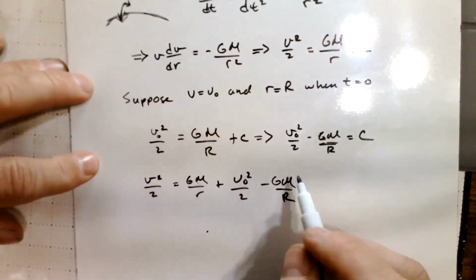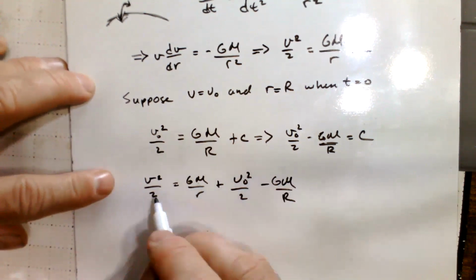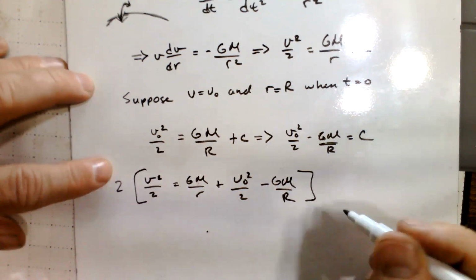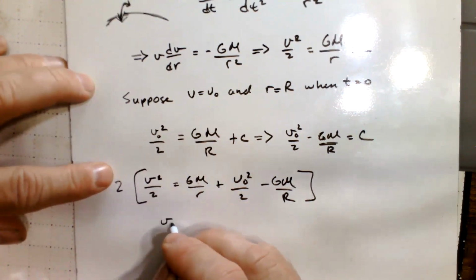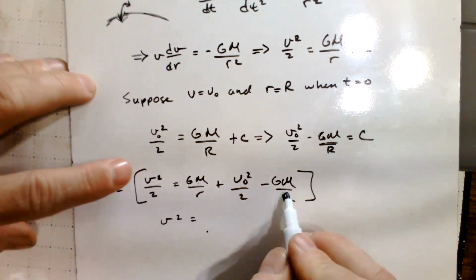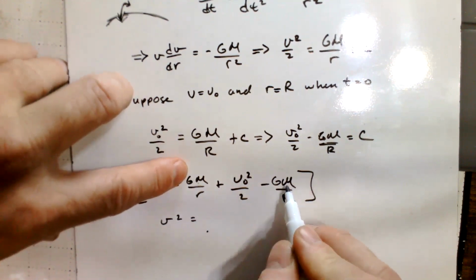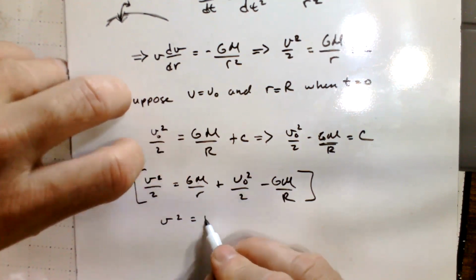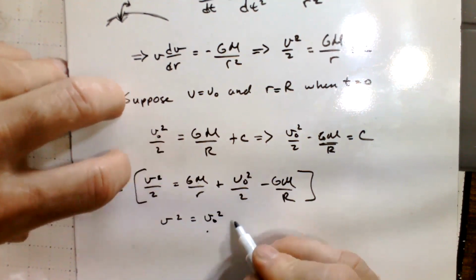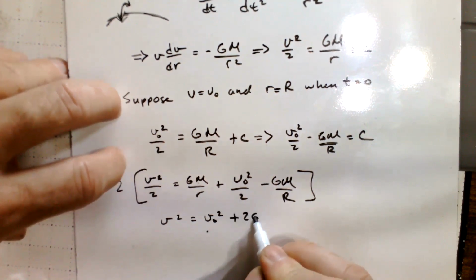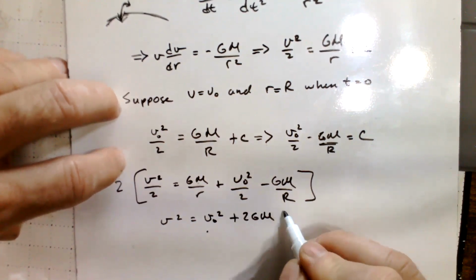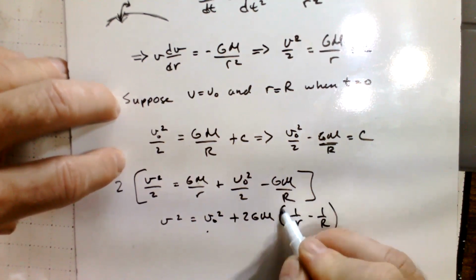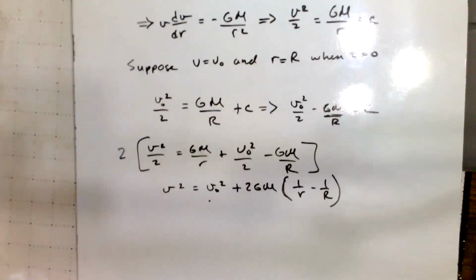All right, so looks like we multiply everything through by 2 would be our first nice simplification. And then we have v squared is equal to, now these are off by a sign, but they both have a gm on top and both have a 2. So I have a v naught squared, the 2's will cancel, and I have plus 2gm times 1 over r minus 1 over R.